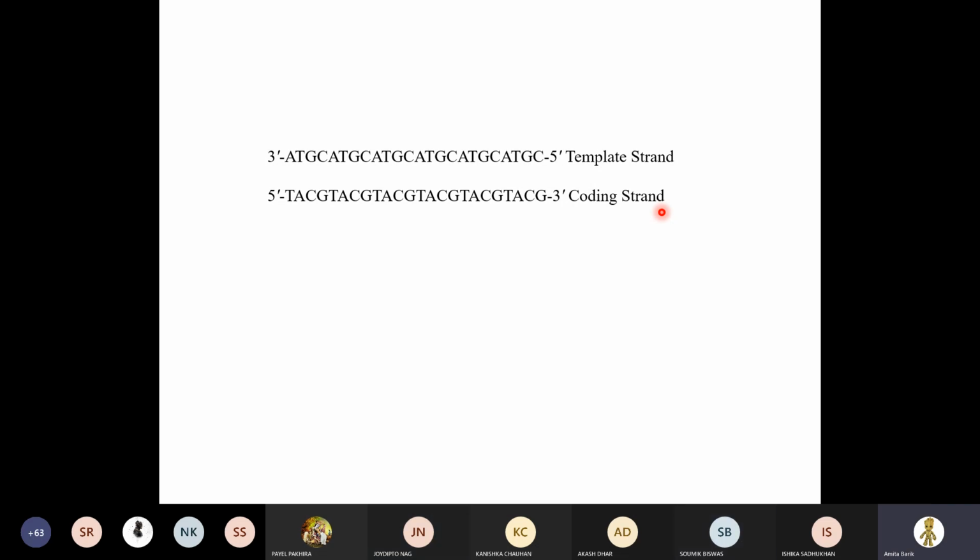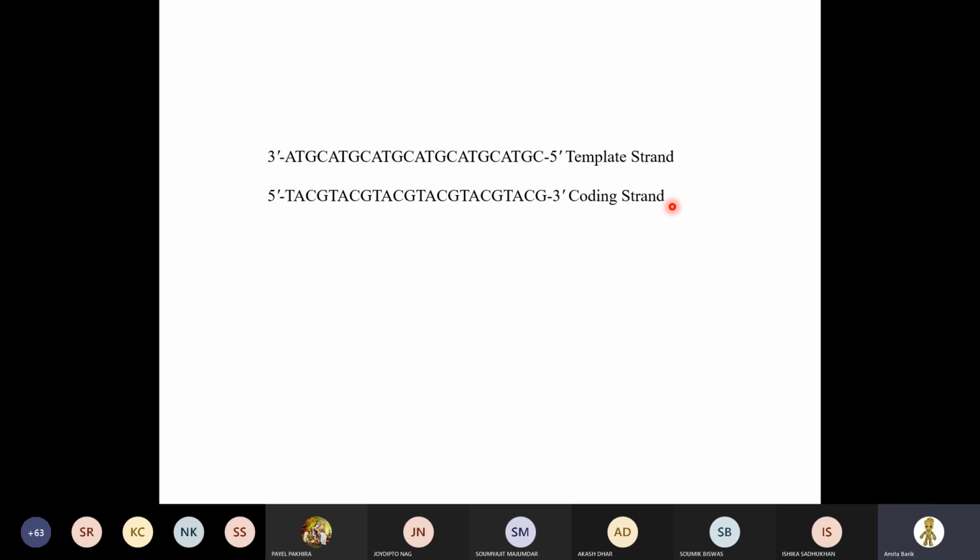In your exam, if I give you only this coding strand and ask you to write the RNA, can you tell me what the RNA that will be formed is? UACG will be formed, seriously? In the place of T, uracil will be there.